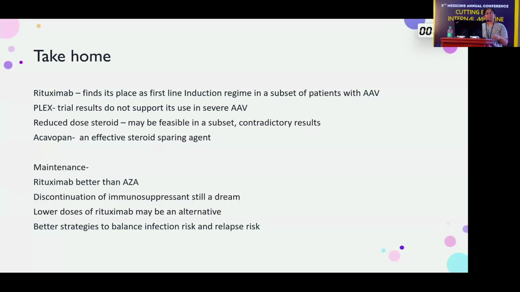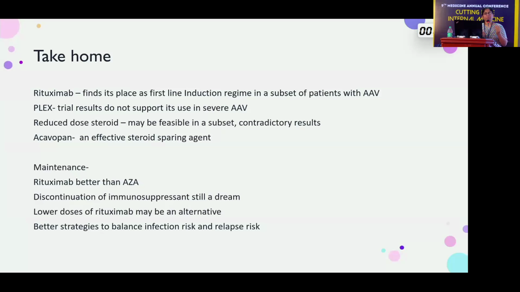Having said that, the Canadian Society hasn't given a go-ahead to this drug. They have not approved it because they found that the cost-benefit ratio does not support the use of this drug. Maintenance rituximab is better than azathioprine. The discontinuation of immunosuppressants still remains a dream. Lower doses of rituximab may be an alternative, but we are yet to get good data on that.